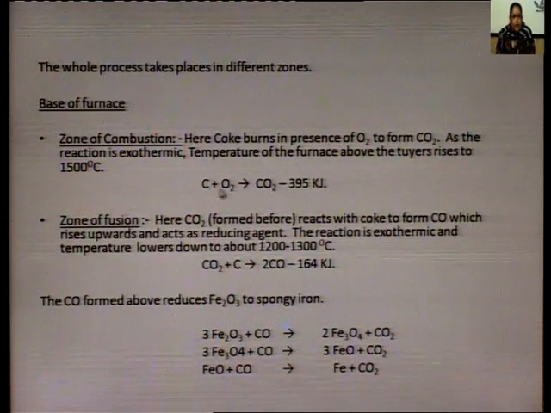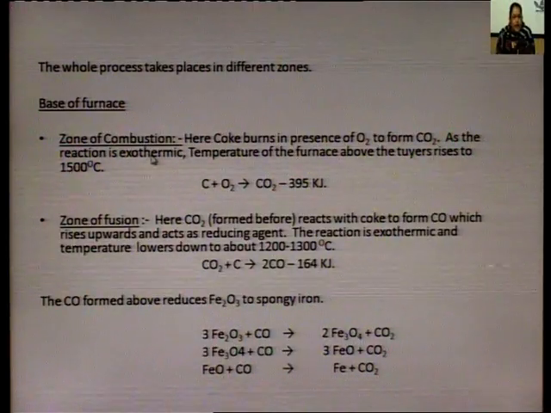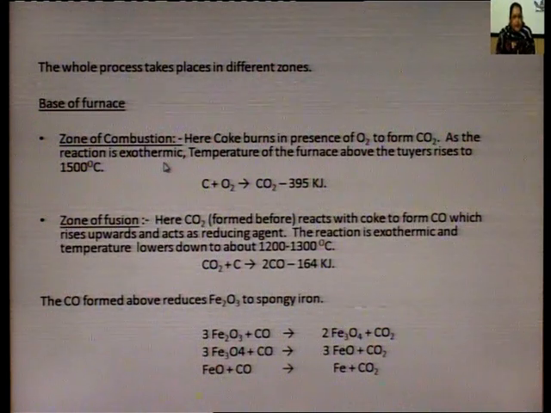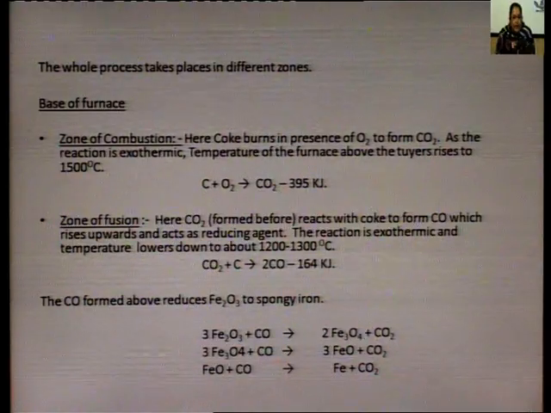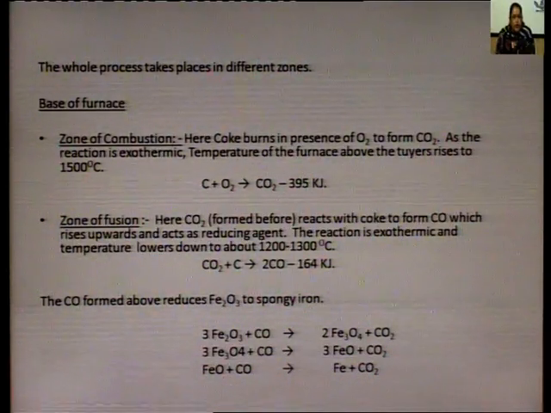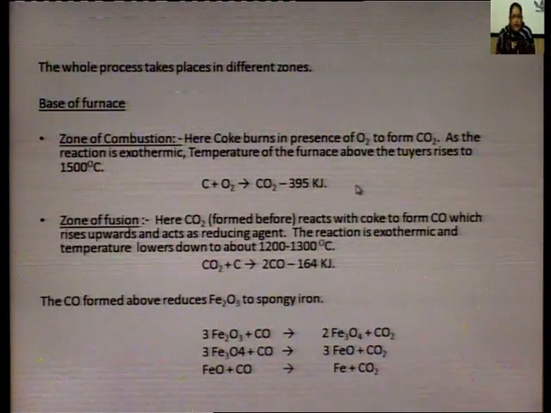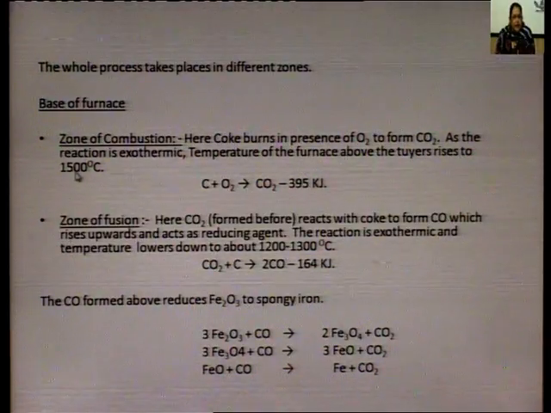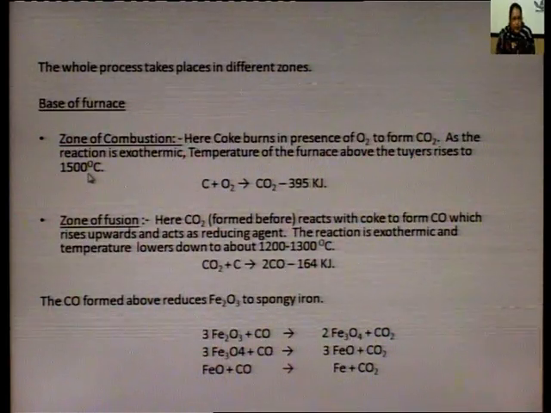As we know, this reaction is exothermic in nature, and exothermic reactions are those reactions in which heat is liberated. So, a lot of heat is evolved during this process. As a lot of heat is evolved, the temperature of the furnace above the tuyeres rises, and the temperature above the tuyeres reaches 1500 degree centigrade.